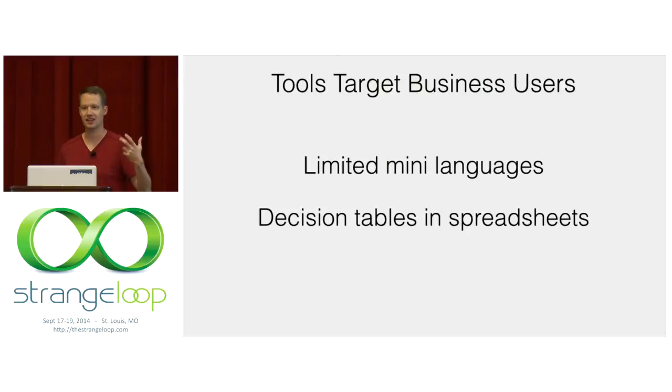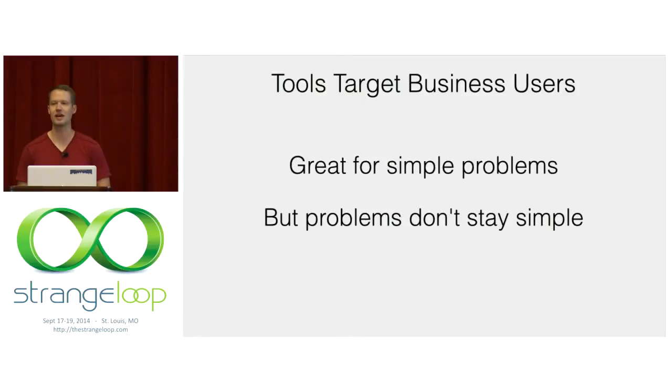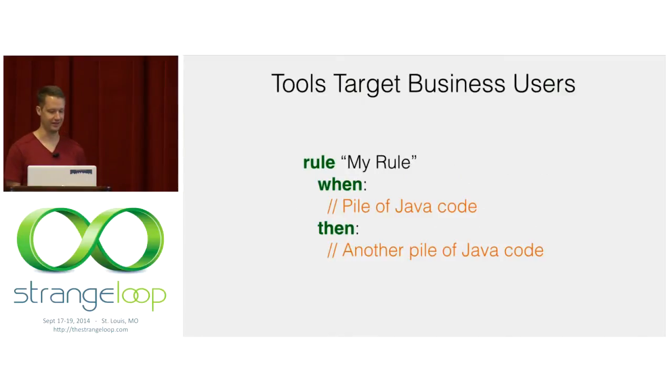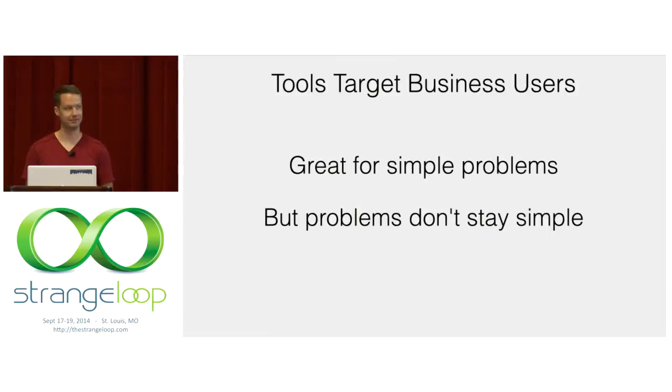So we started seeing these very limited mini languages emerge in order to express our logic, or even decision tables in spreadsheets. And sure, if you have a simple problem, if you have an example problem, and even some constrained use cases, it can work great. And if we're living in that world in which a decision table in a spreadsheet or a really simple language meets your needs, then great, we're set. The thing is that those problems usually don't stay simple.